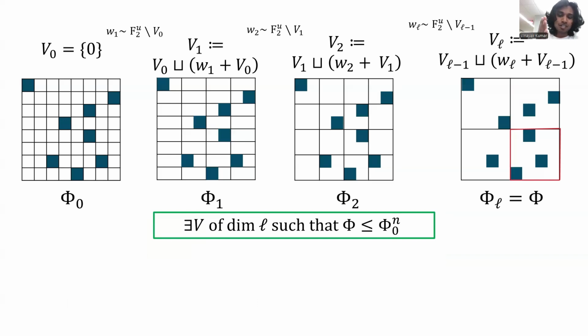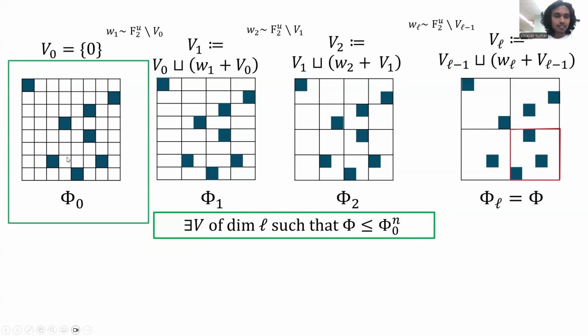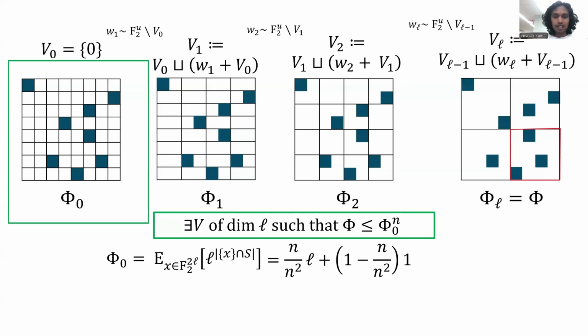Great. So now we know there exists some subspace of dimension L such that its potential is at most phi sub 0 to the n. What is phi sub 0? It's actually very easy to compute, right? It's this trivial singleton hash. There's n squared buckets. n of them have 1 ball in it. The others have 0. So I can just immediately compute this, right? I'll have n out of the n squared contributing an L to the first power, and then the remaining contributing an L to the 0th power. And so we can bound this by 1 plus L over n.